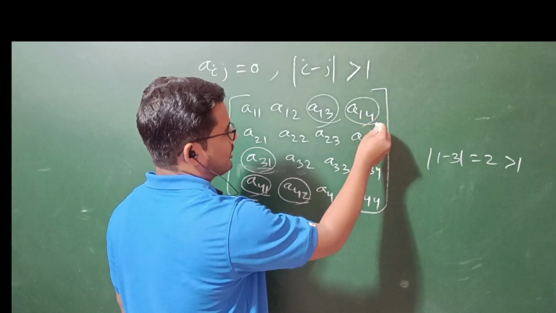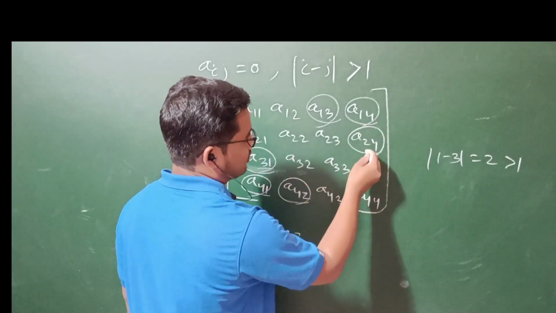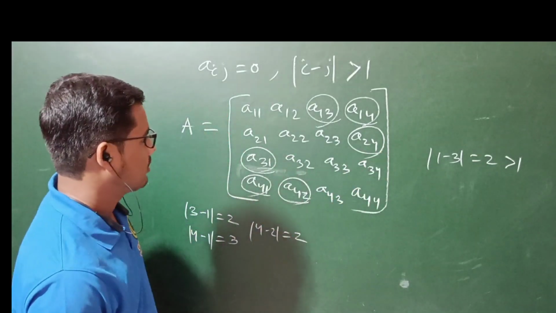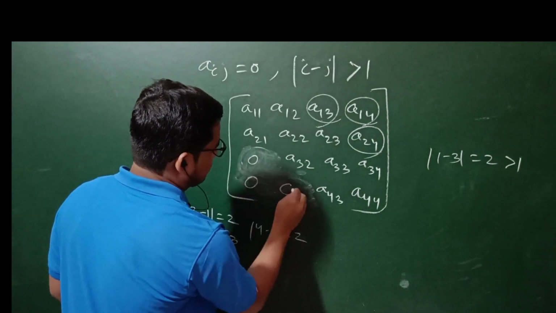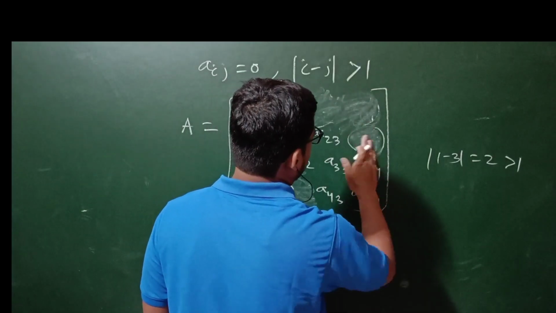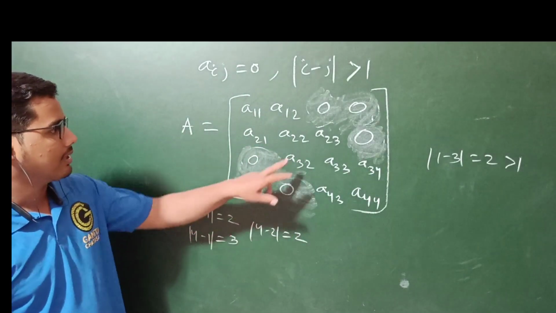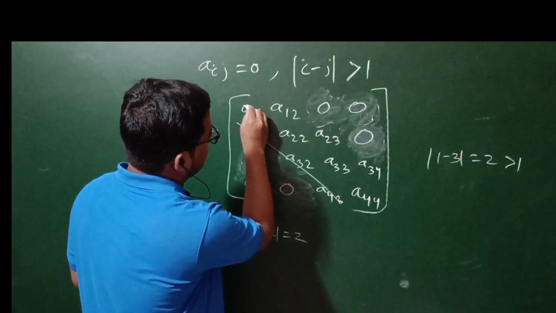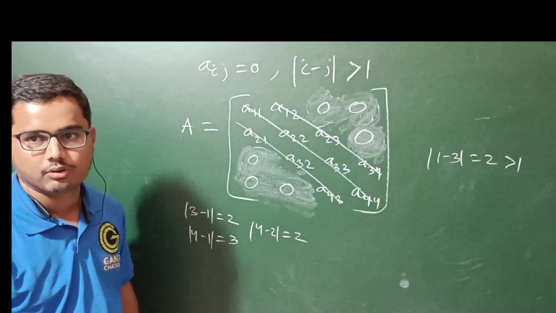This element will be 0. 1 minus 4, which is minus 3. The mod of 1 minus 4 is equal to 3, which is greater than 1. This element will also be 0, because mod of i minus j is greater than 1. So this element and this element are 0. These elements are 0. So this is a tridiagonal matrix. Here there are 3 diagonals, so the matrix is called tridiagonal.